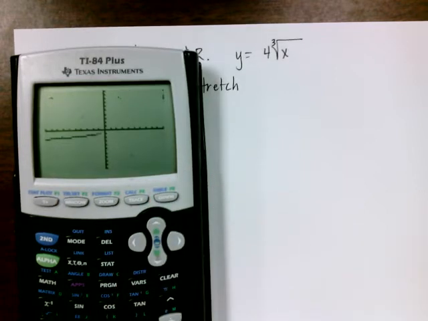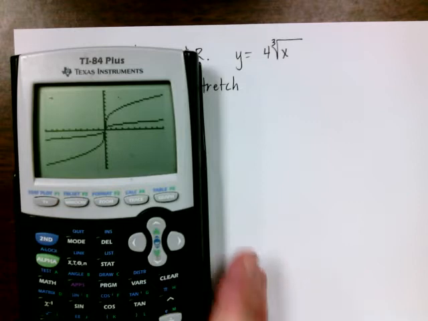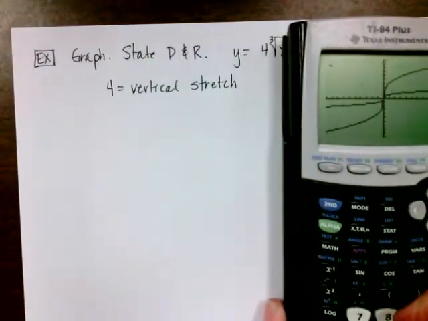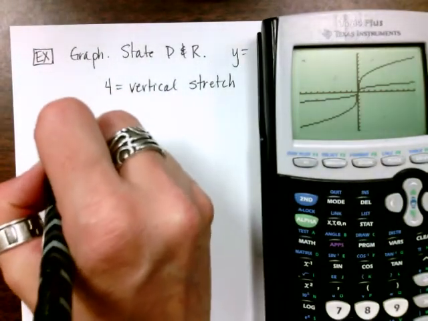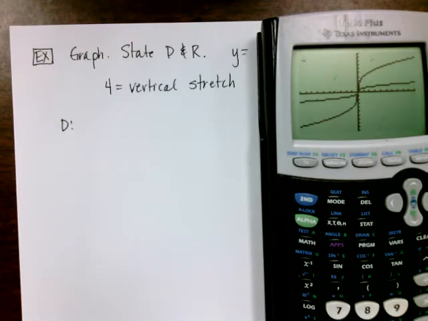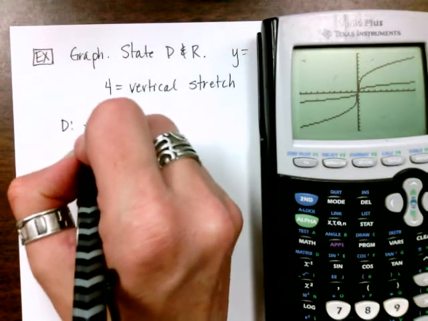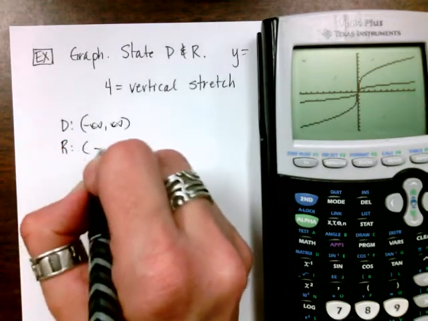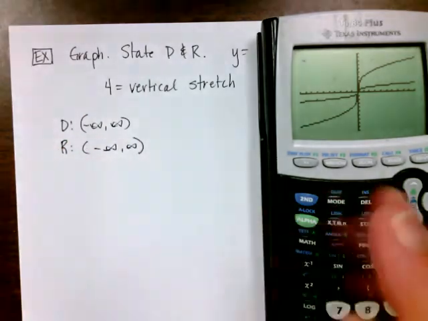So this is the cube root, okay? And this one is the one that has the vertical stretch factor of 4. Noticing that it gets taller and bigger, so that is what happens when I have a vertical stretch of 4. I'm going to scoot that off to the side. The domain, there's nothing that makes this graph undefined or creates any holes, so it's going to be negative infinity to positive infinity, and my range is going to be the same.